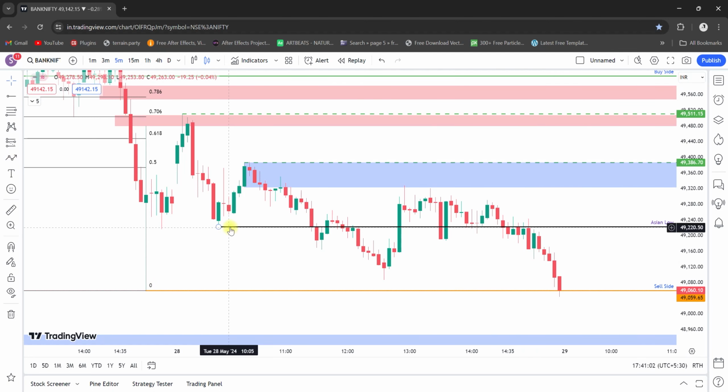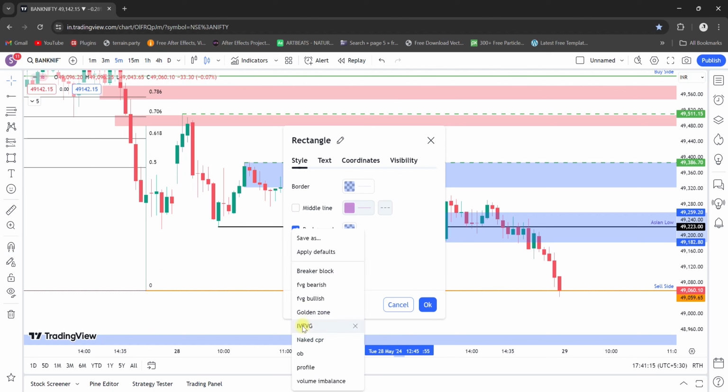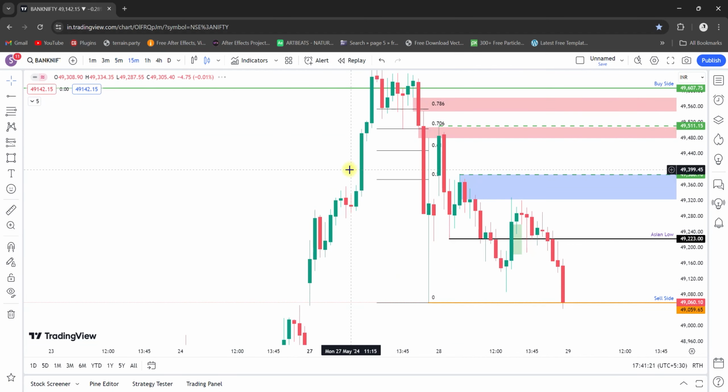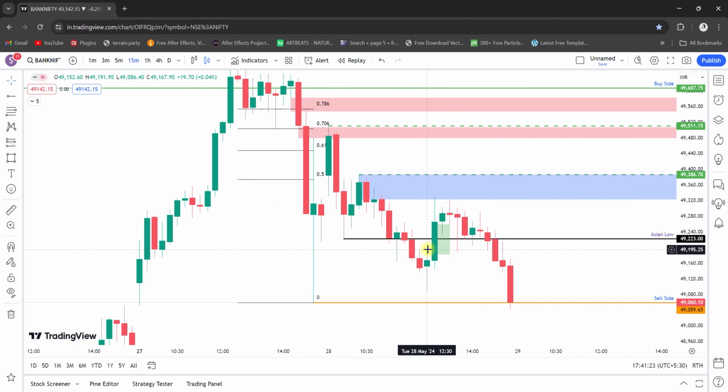So what happened is that after the Asian low is taken out, after the 12:30 candle, you can see there was a massive impulse. Okay, that is called an imbalance, FVG. We have a 5-minute FVG. Okay, 5-minute FVG bullish. When we switch back to 15 minutes also, there we have an FVG also. The same area, 5-minute and 15-minute FVG is there.